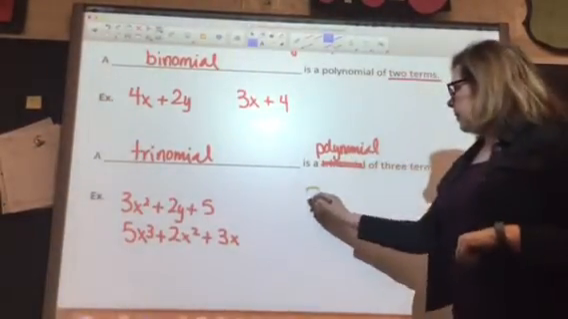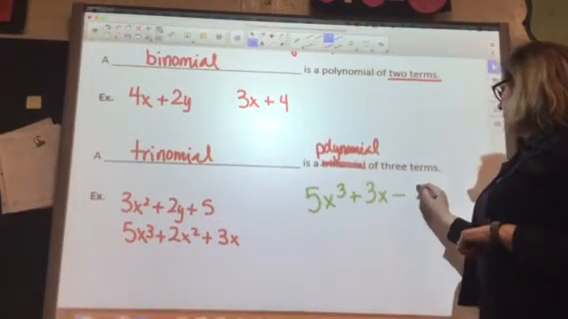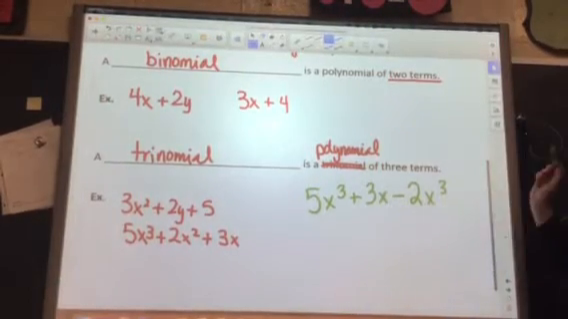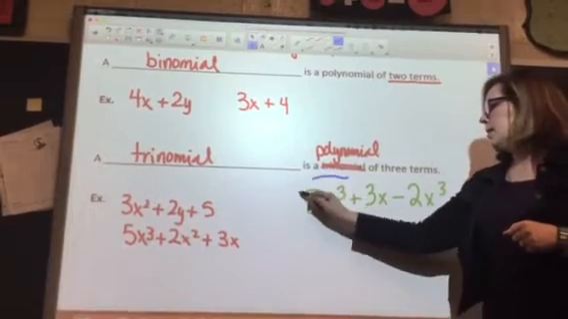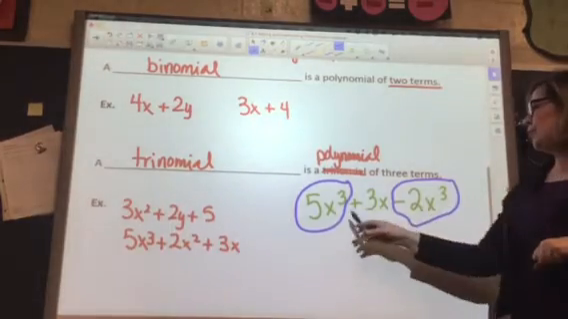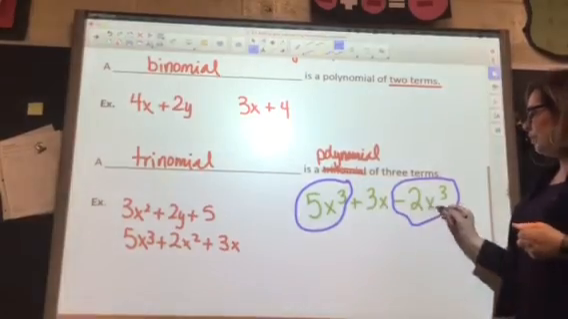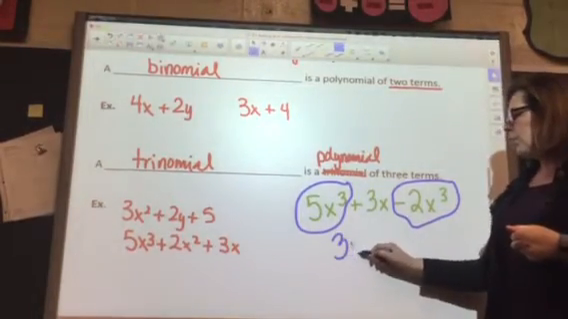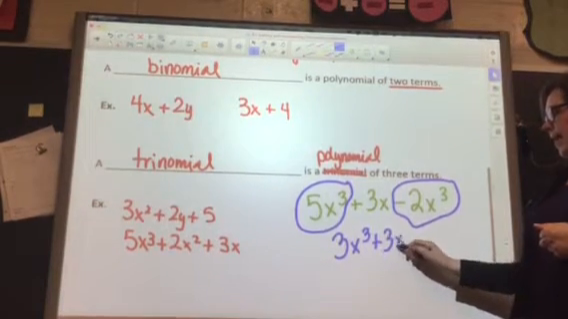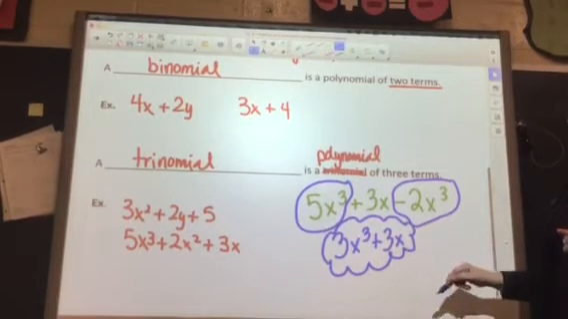What about this? 5x cubed plus 3x minus 2x cubed. Is this a trinomial? No, you're right, it is not, because 5x cubed and negative 2x cubed are the same degree. That means that I can combine them. 5x cubed minus 2x cubed is 3x cubed. So I really have 3x cubed plus 3x. So this would be a binomial.